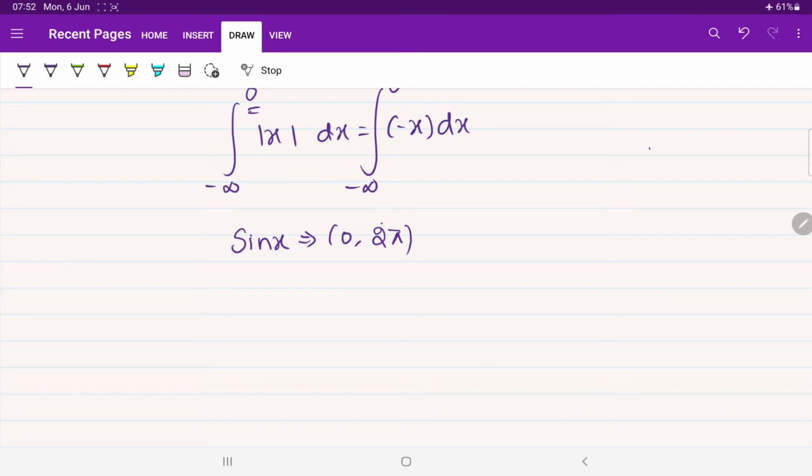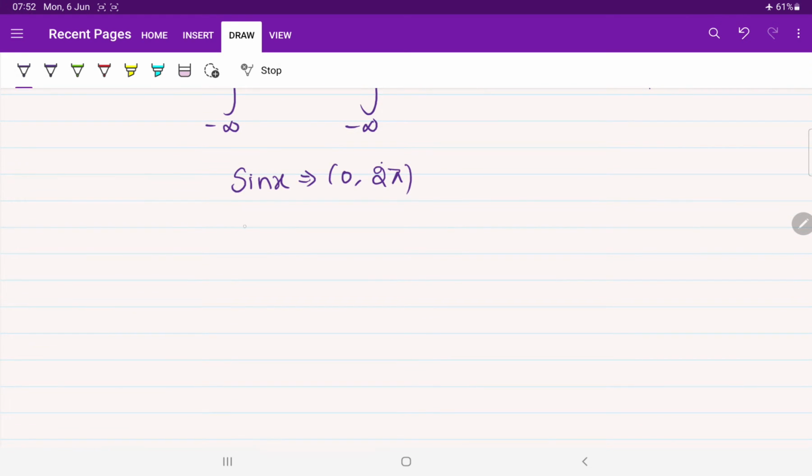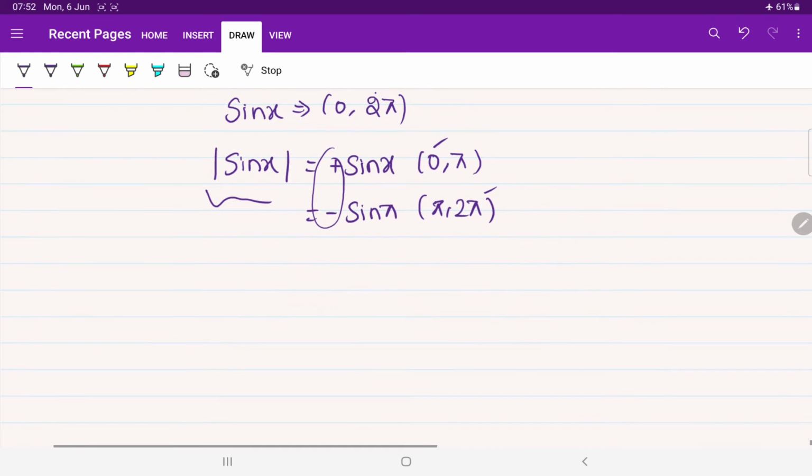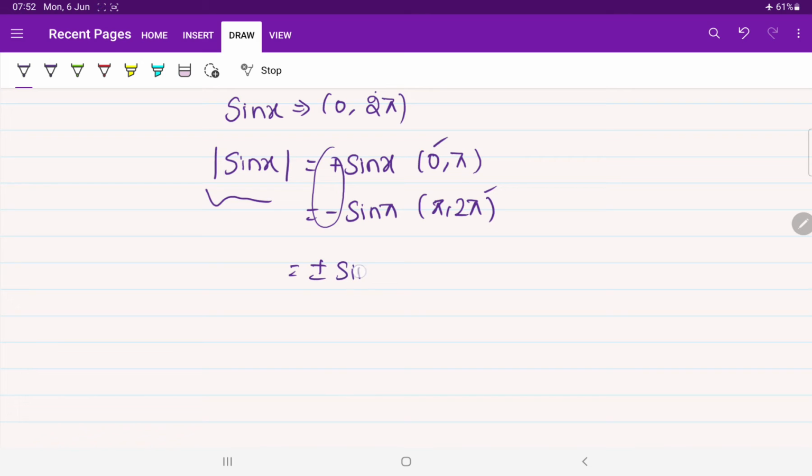We will always consider 0 to 2 pi as its standard period, and we can say the value of sin x. Suppose I am representing it with the modulus, then mod sin x can be written as plus sin x between 0 to pi, and it can be written as minus sin x between pi to 2 pi. So its overall limit is from 0 to 2 pi, we can put simply mod sin x. But if you combine this together, it will be plus or minus sin x between the interval of 0 to 2 pi. That is the actual representation of mod of sin x.